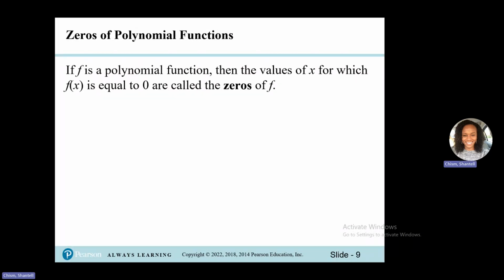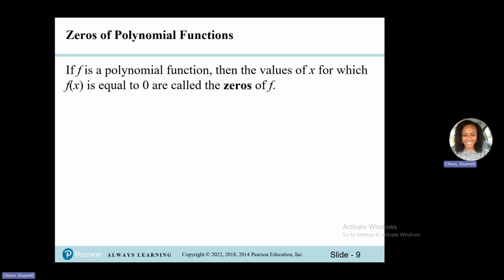All right, let's talk about zeros of polynomial functions. So when you take a function and you place it equal to zero, you're creating an equation. Normally, when we are dealing with equations, we want to solve them. So one name used for a solution of an equation is called a zero.